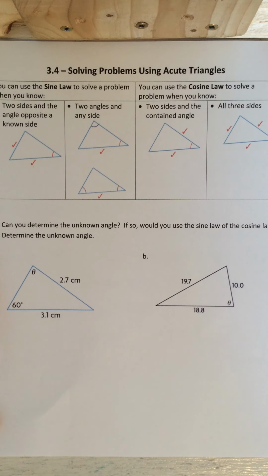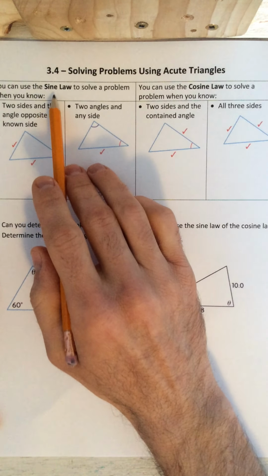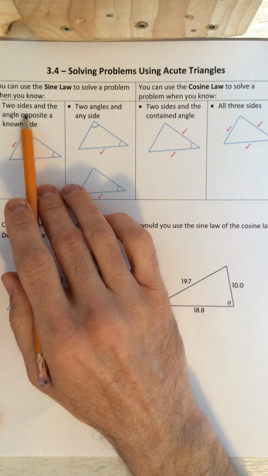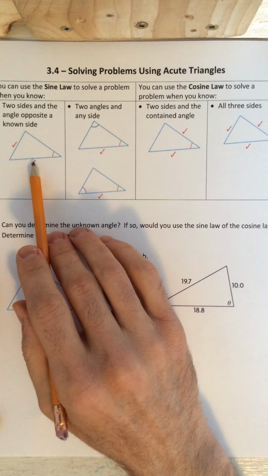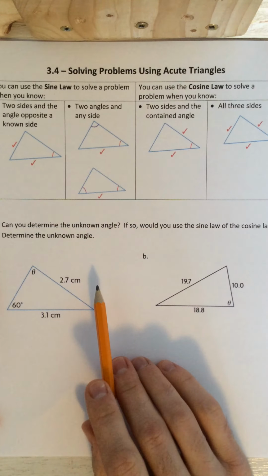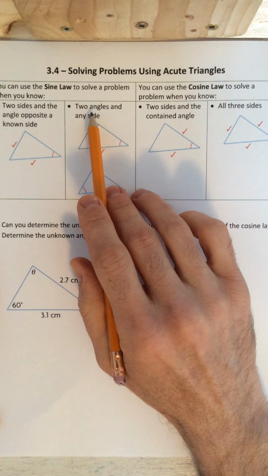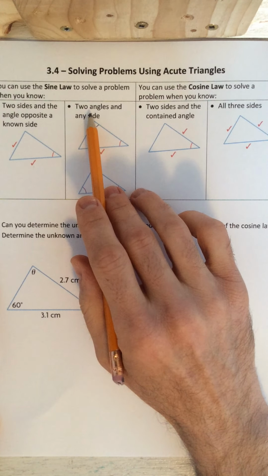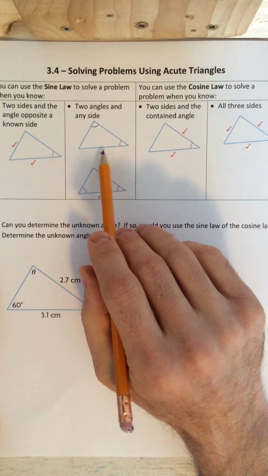This week, you're going to be solving problems using acute triangles with both the sine law and the cosine law. So you're going to need to distinguish when you use which law. As a reminder, you can use the sine law when you have any two sides in the triangle and an angle opposite one of those known sides. Or you can use sine law when you have two angles in a triangle and any side.